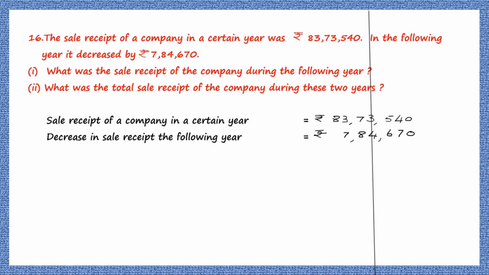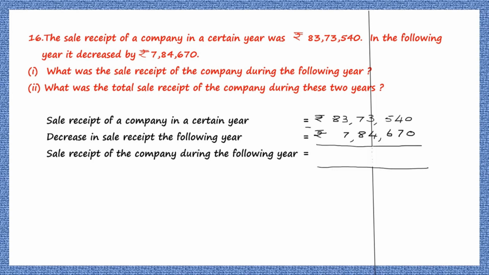Now, we have been asked to find the sale receipt of the company during this particular year. We only know it decreased so much. So what was the sale receipt during this year? So what do we have to do? We just have to subtract it from the total. Then we'll know how much the sale receipt was during that year. So let's do that.